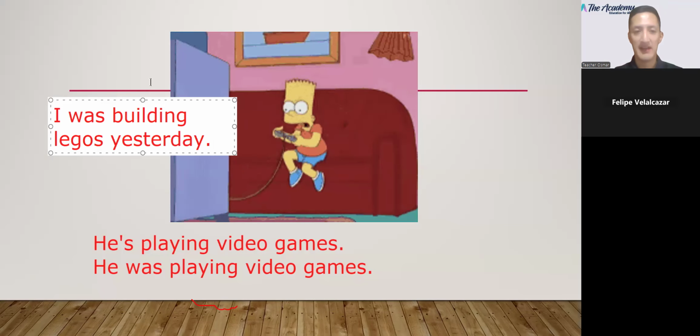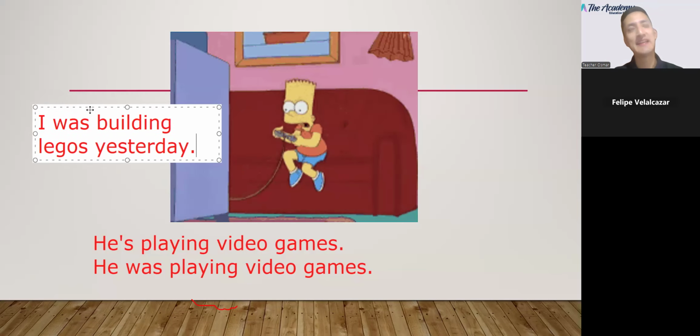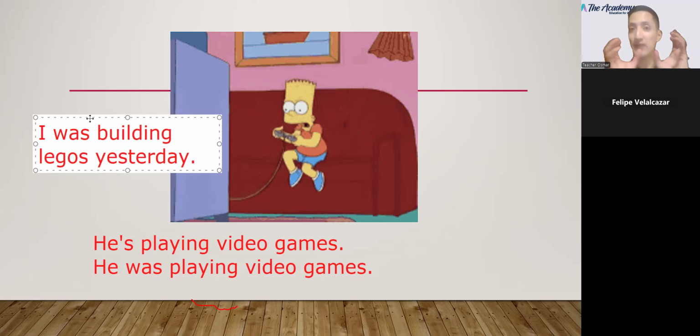Eso significa que aún no termino la acción, ¿no es cierto? Excelente. Ok, le queremos poner énfasis en que fue una acción que te demoraste haciendo y por eso lo hiciste de forma repetida, ¿no? I was building. Yo estaba construyendo Legos ayer. I was building Legos yesterday. Puede ser que lo termines como puede ser que no. ¿Ok? Ok.